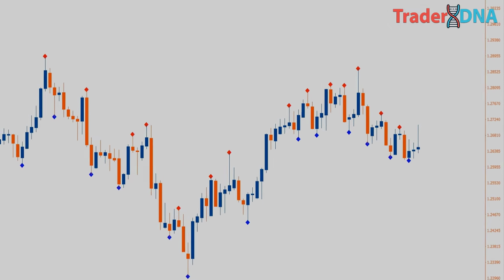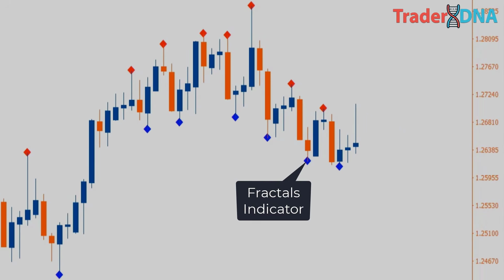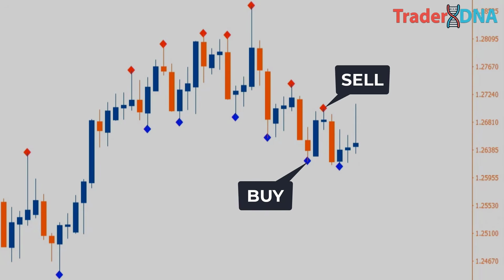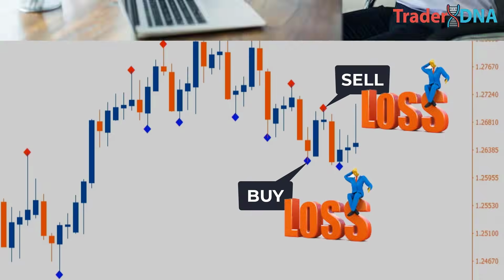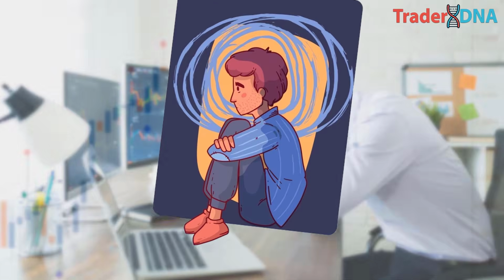Alright, now let's talk about something that trips up almost every new trader, the Fractal Indicator. If you've ever tried using it, chances are you've been overwhelmed by just how many signals it throws at you in a short period of time. One minute it's telling you to buy, the next minute it's flashing a sell signal, and before you know it, you're lost, confused, and probably making some bad trades. Sound familiar? You're not alone.